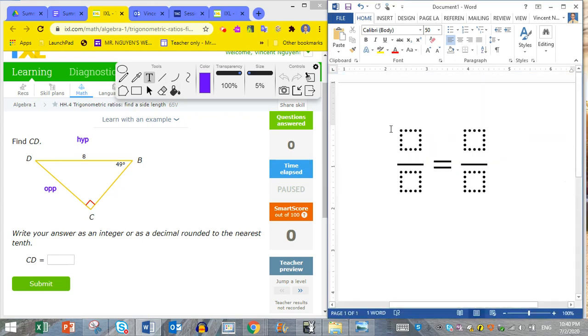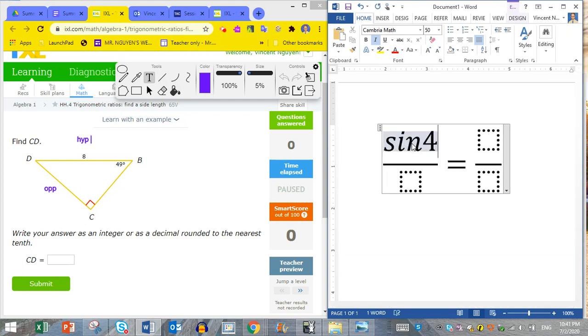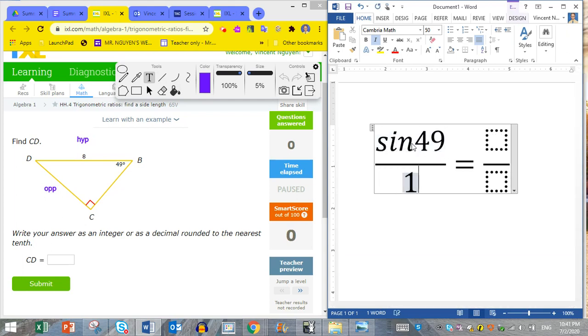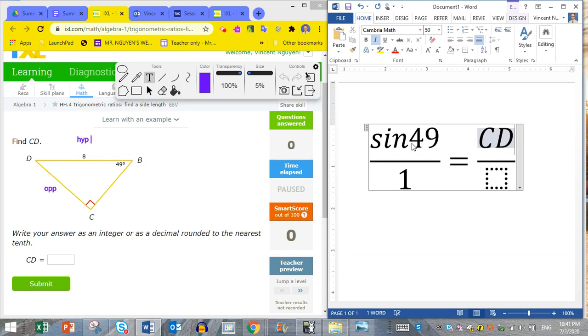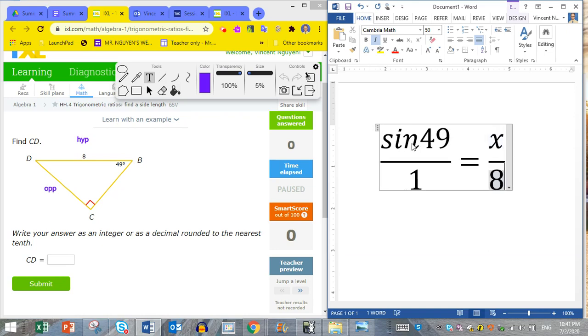So I'm going to go over here on your paper for when you're working these problems. You're going to put sine of 49 on top, and then 1 on the bottom. And then on the other side, you would put the opposite side, which is CD. You can call this X if you want. And then the hypotenuse would be 8. Give the unknown a variable.